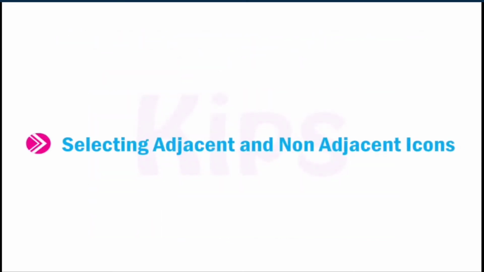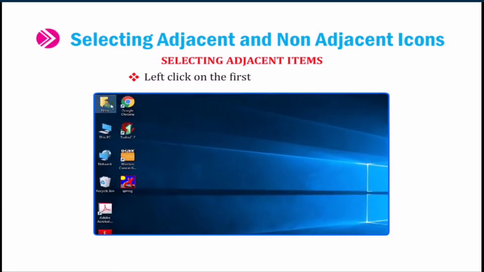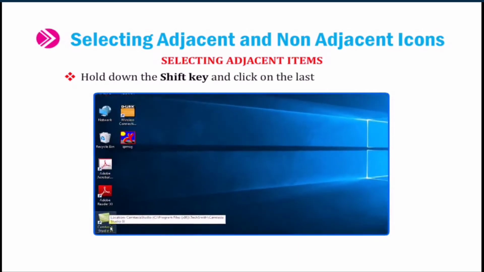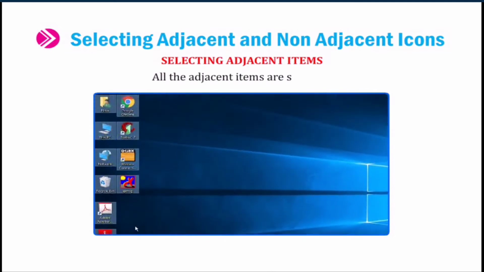Alright, let us talk about selecting adjacent and non-adjacent items. Selecting adjacent items. Left-click on the first item to be selected. Then hold down the Shift key and click on the last item to be selected. Release the Shift key. All the adjacent items are selected.